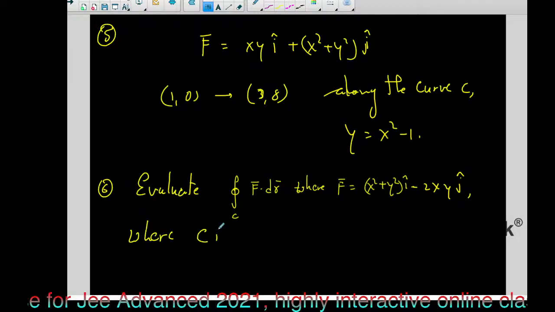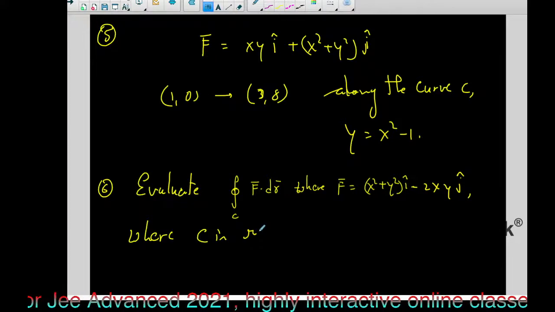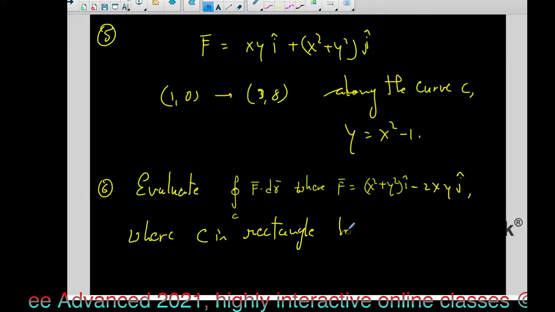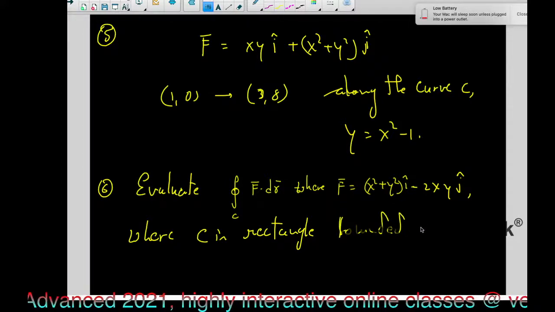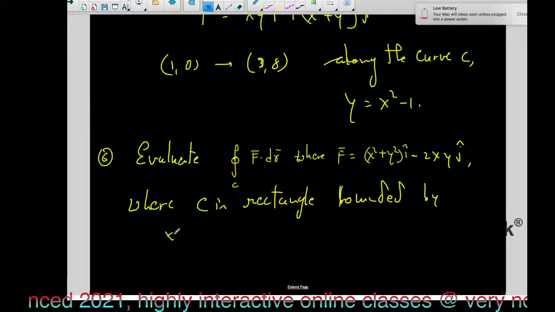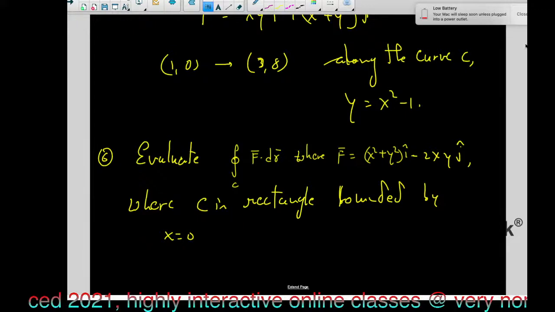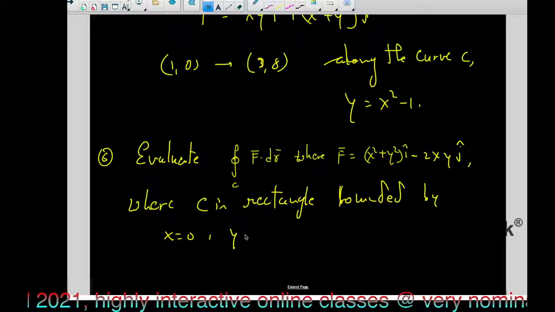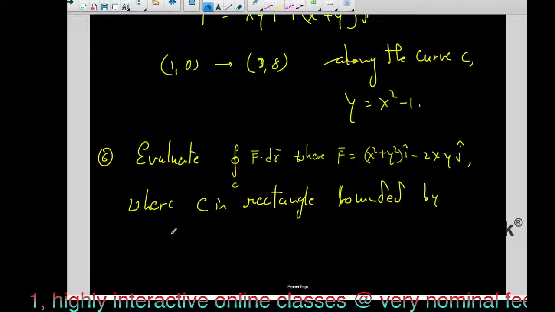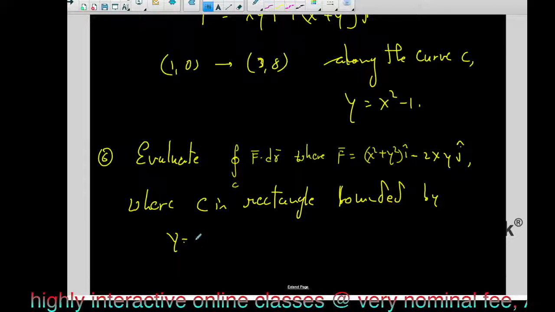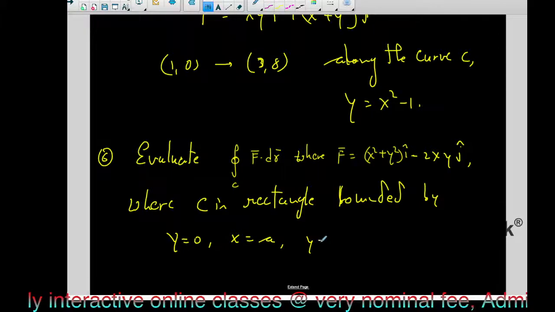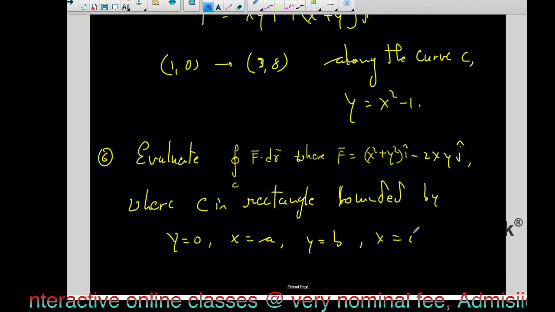C, the curve, is the rectangle bounded by x equal to 0, y equal to 0, x equal to a, and then y equal to b. Are you getting?